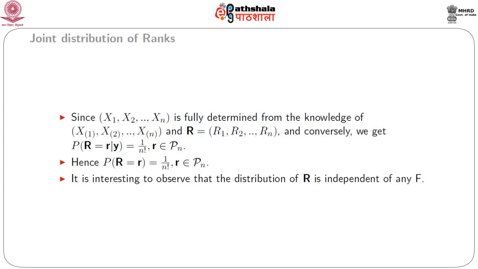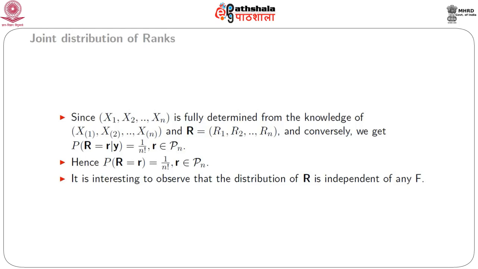Since x1, x2, ..., xn is fully determined from the knowledge of the order statistics and R, that is, the full set of ranks, and conversely, we get that the conditional distribution of the rank vector given the order statistics is simply 1 upon n factorial for every value of R. Therefore, we find that the distribution of the rank vector is independent of the order statistics vector, and hence we get the joint distribution of ranks as 1 by n factorial for all possible permutations of the first n natural numbers.